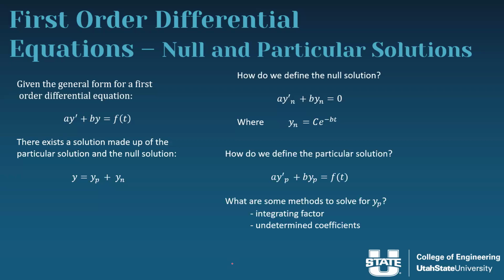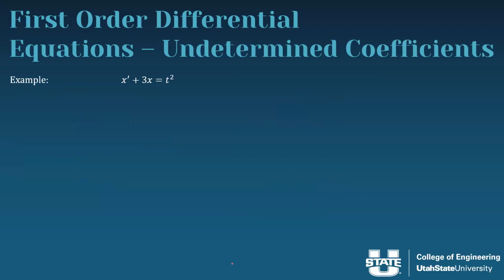And you can see the particular solution looks the same, but now you have a forcing function on the right side. So here's the example that we are going to work with.